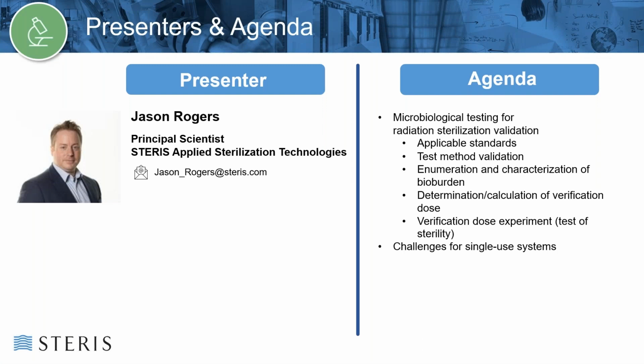In today's talk, we will review microbiological laboratory testing for validation of radiation sterilization, including test method validations, enumeration and characterization of bioburden, verification dose calculation, and test of sterility used to confirm the verification dose. Specific challenges encountered for large single-use bioprocessing systems will be detailed, which can significantly impact the timelines for the completion of radiation sterilization validations and dose audits.